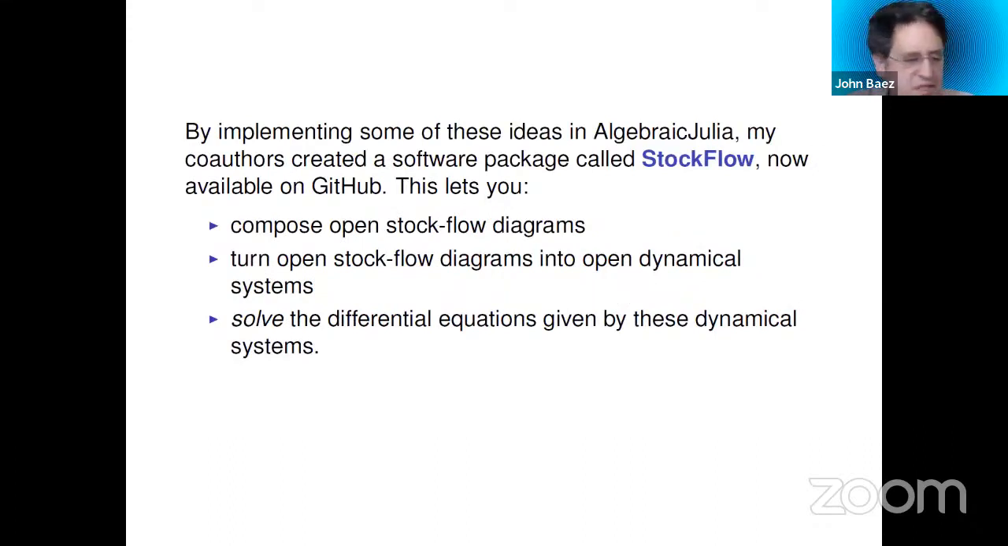So then the key point is that by implementing these ideas in AlgebraicJulia, my co-authors, who did all the hard work, created a software package called StockFlow, which is now open source and available on GitHub, that lets you do all the things that I've been alluding to. It lets you draw, design open stock flow diagrams. The original StockFlow doesn't let you design them by drawing them, but I'll get to that in a second. It lets you turn them systematically into open dynamical systems. That is, that's an automatic procedure. And then it lets you solve the differential equations given by those dynamical systems. And that's, again, an automatic procedure.